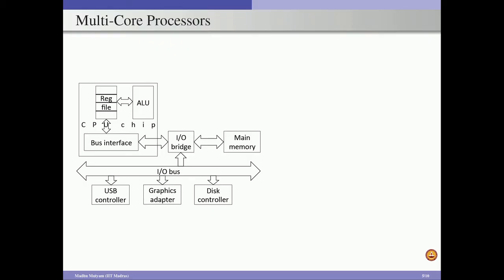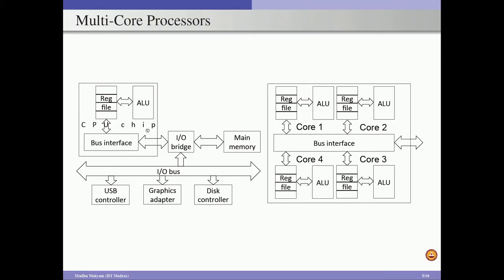Now, in a multi-core processor, we just replicate this component multiple times. We can see here this is a bus interface, and currently this bus interface is connected to this single set of register file and the functional units, and also, not shown, we have the cache memory and other things. Now, we replicate each of these things into multiple numbers.